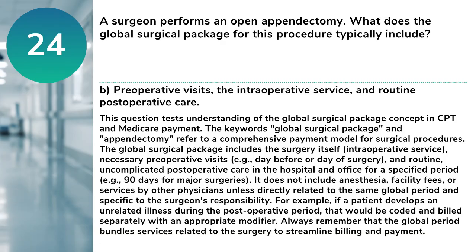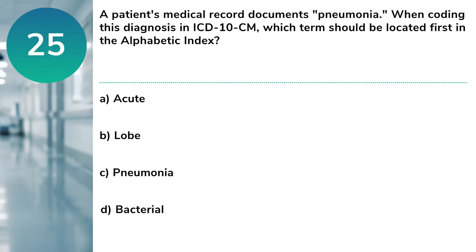Question 25. A patient's medical record documents pneumonia. When coding this diagnosis in ICD-10-CM, which term should be located first in the alphabetic index? A. Acute. B. Lobe. C. Pneumonia. D. Bacterial.